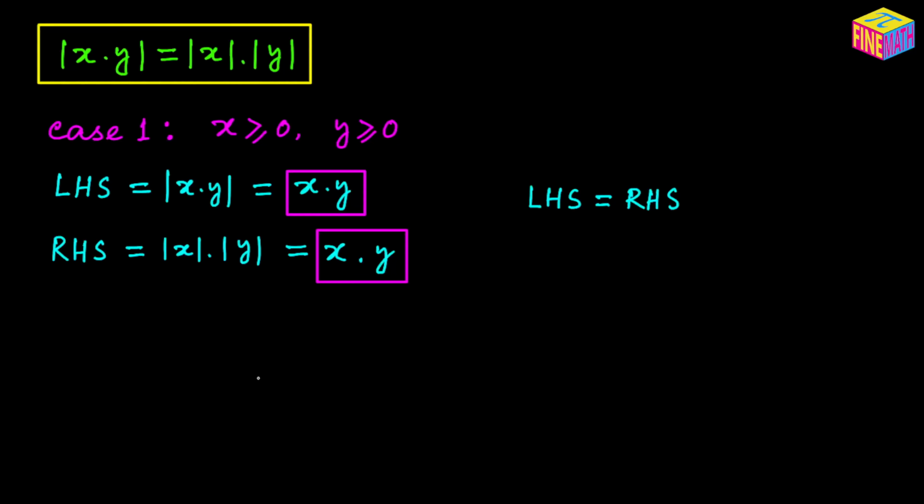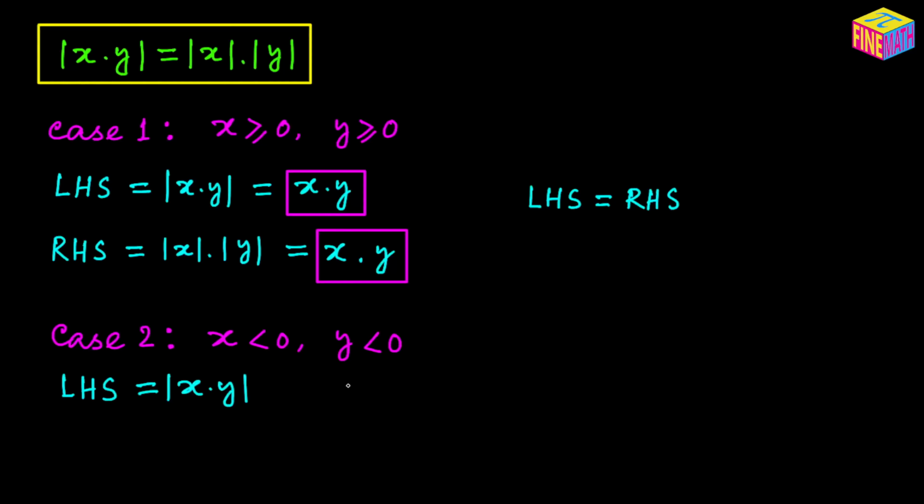Now we are going to take the next case. Suppose our case number 2 is like this. Let's assume that both of them are negative. So in this case x is a negative number and y is also a negative number. Then let's see what happens. What would be our left hand side? Our left hand side is modulus of x times y. And if you think about it, when two numbers are negative, their product will be positive. If you multiply negative 2 with negative 3, that's going to give you a positive 6. So what we have within the modulus sign is actually a positive number, and in that case it will come out exactly like that because the product is a positive number.